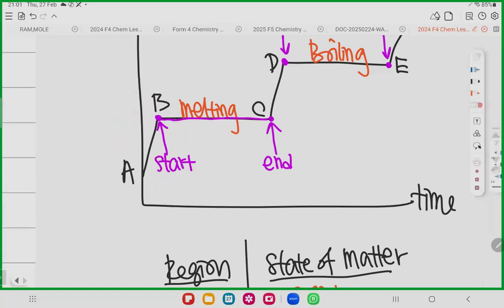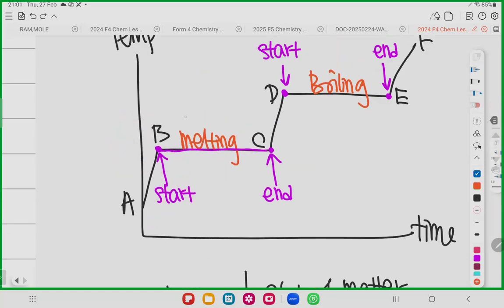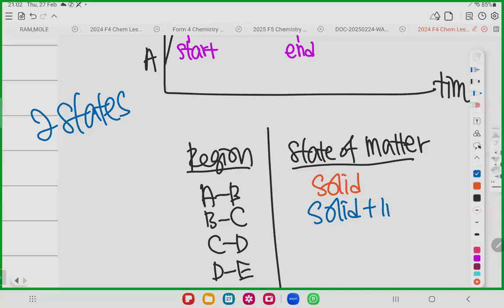Now, this one you have to be super careful. When you are on BC, melting is ongoing. The melting is happening. So when melting is happening, you will always get two states: solid and liquid. Why? Because some solid has not melted yet, so you still have solid, and some solid has already melted and become liquid. So you will have solid and liquid. Understand?